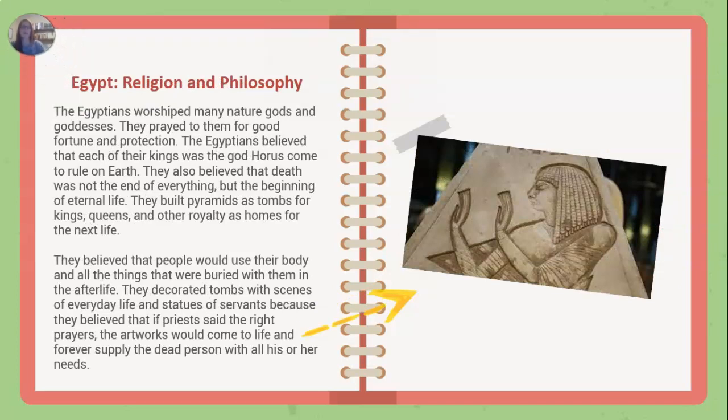Egypt, religion and philosophy. The Egyptians worshipped many gods and goddesses. They prayed to them for good fortune and protection. The Egyptians believed that each of the kings was the god Horus come to rule on earth. They also believed that death was not the end of everything, but the beginning of eternal life. They built pyramids as tombs for kings, queens, and other royalty as homes for the next life. They believed that people would use their body and all things that were buried with them in the afterlife.